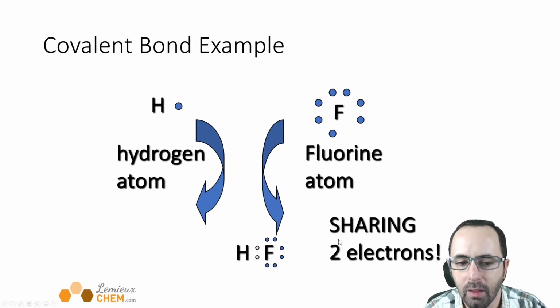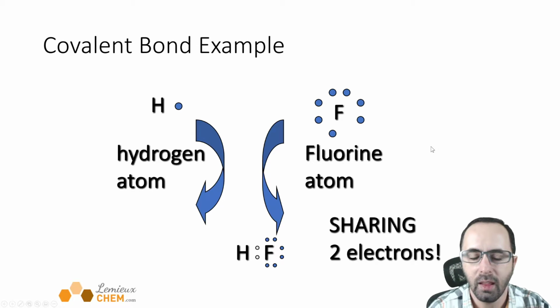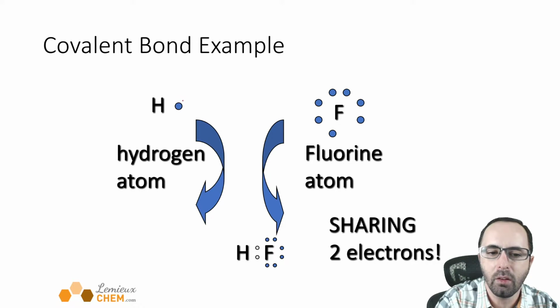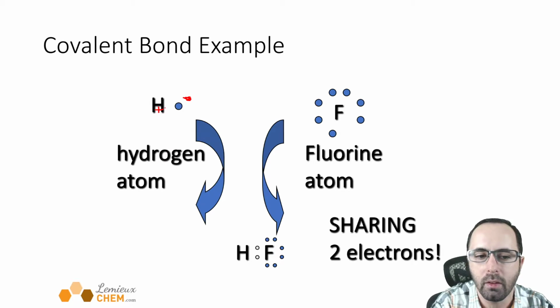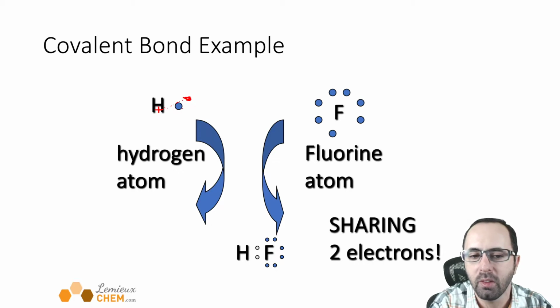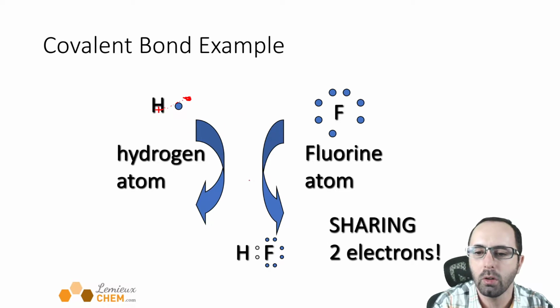Let's take a look at what that looks like in a picture. So let's say we have a hydrogen atom here, and it encounters a fluorine atom. Note that the electrons here are negative in electrical charge, right? And inside the middle of the atom here, there's going to be a nucleus, which is positive. And so there's an attraction between the negative electrons, represented by this dot here, and the positive nucleus, where the protons are.